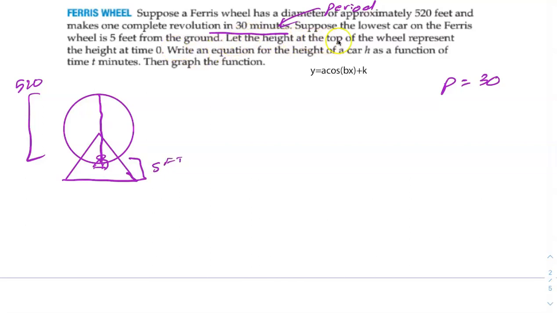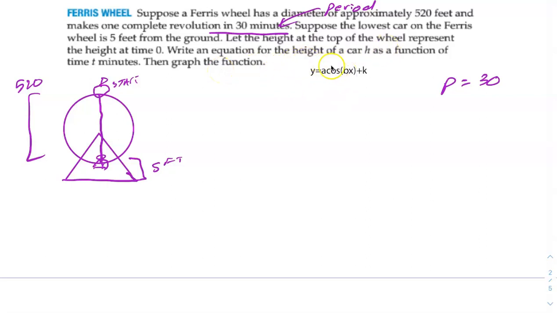Let the height of the top of the wheel represent the height at time 0. So this means we start right here on top. So this is where you start. I don't know why my Ferris wheel is a boat thing. Write an equation for the height of the car h as a function of time in minutes, and then graph the function. So they want me to write an equation and graph it.